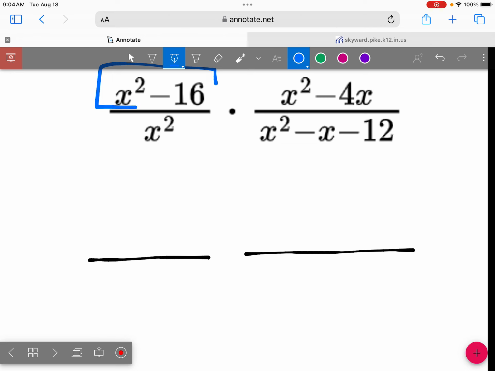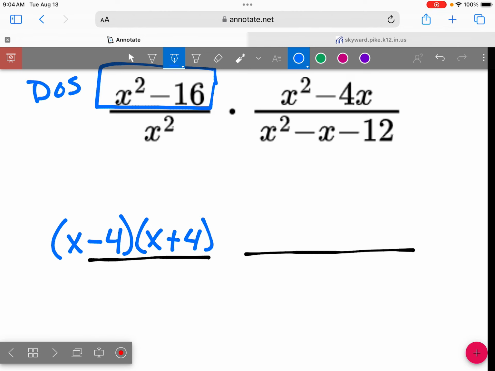So this one, our numerator on the left fraction, how does that factor? x minus 4, x plus 4, or x plus 4, x minus 4. Doesn't matter the order. But this is a difference of squares.